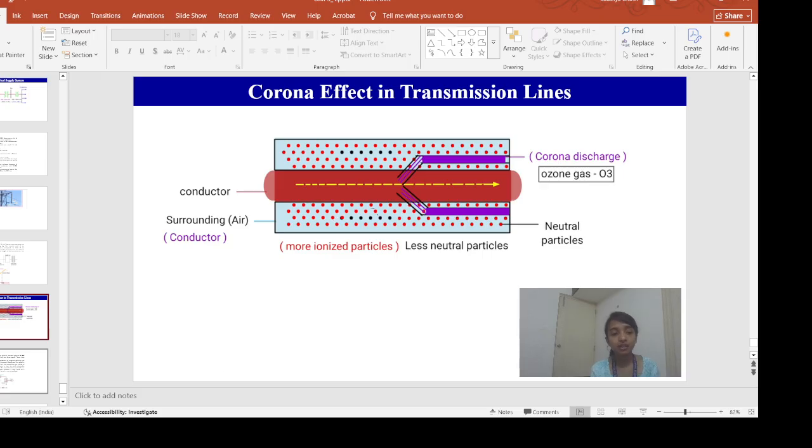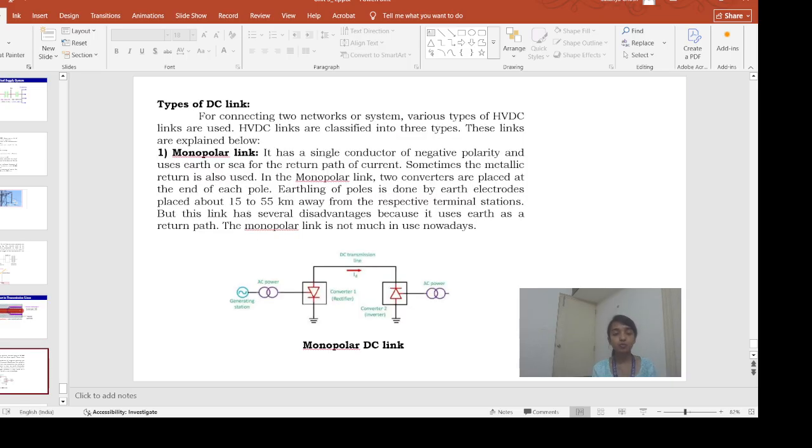Now we will learn about different kinds of transmission line, which we can also call a link. The first one is a monopolar link. What does monopolar mean? It is a transmission line having only one polarity. Here in the generating station, AC power is generated, then that AC power is stepped up using the step up transformer. Then that stepped up AC power is given to the rectifier circuit to convert it to DC voltage, so that we can easily transmit that DC voltage through the DC transmission line.